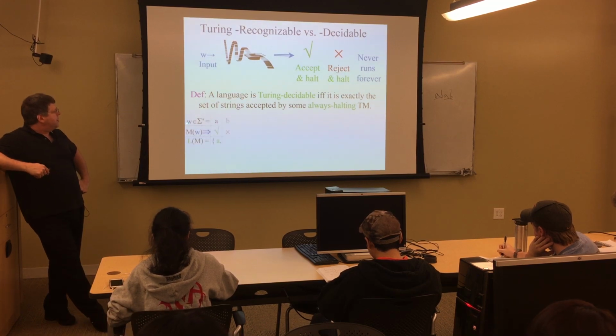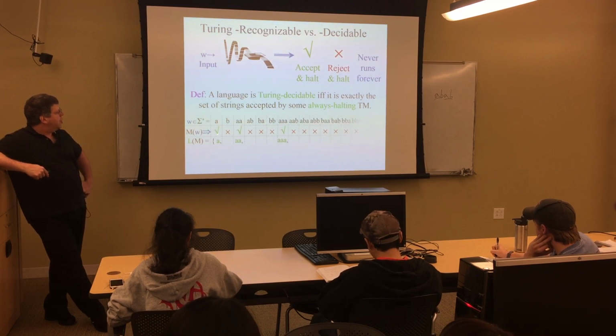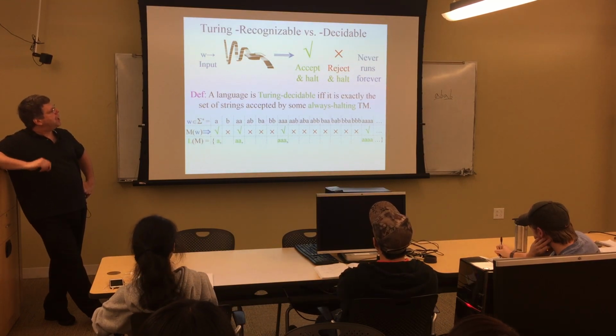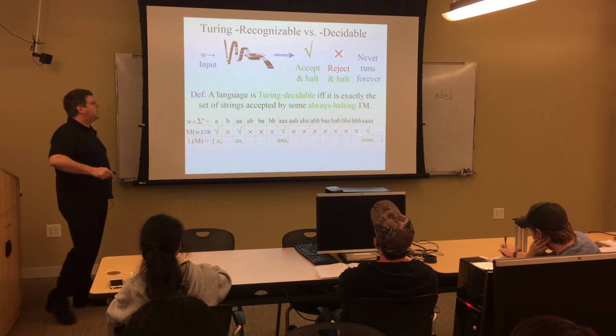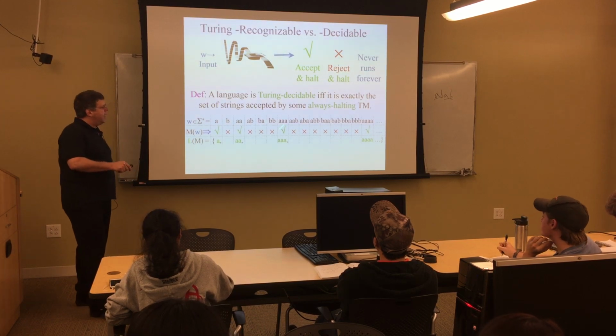So for example, here are strings in sigma star: A, B, A, B, B, and so on. And here's what the machine does on these strings. On an A, it halts and accepts. So green means accepts, and a check means yes, it's in the language. X means reject, it's not in the language, denoted by red. So the X's here are rejects, the check marks in green are accepts. So it accepts the string A and AA and AAA.